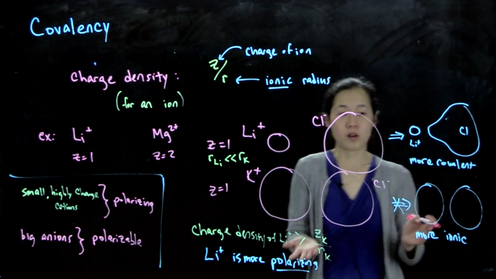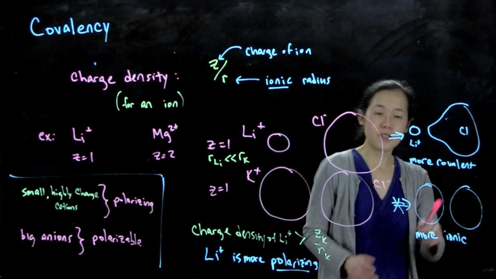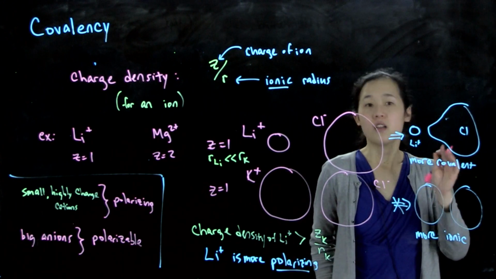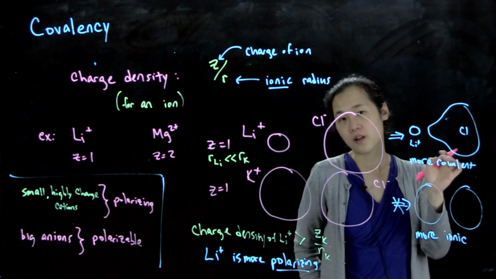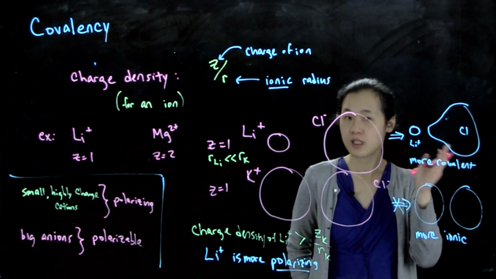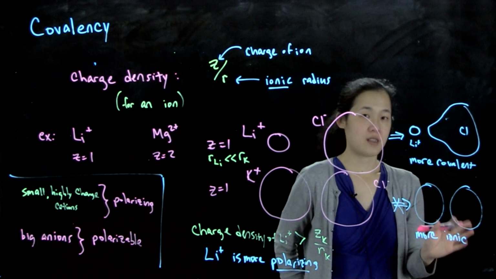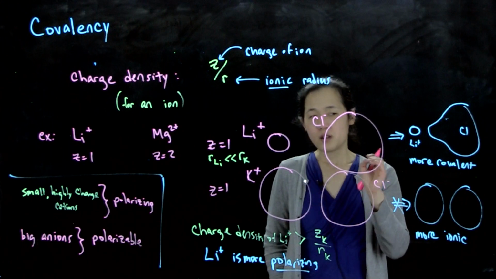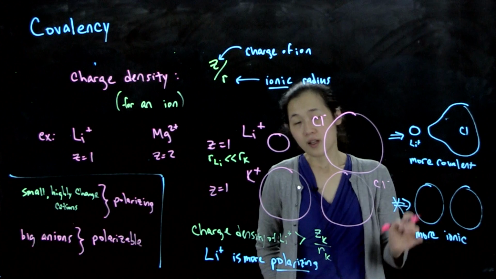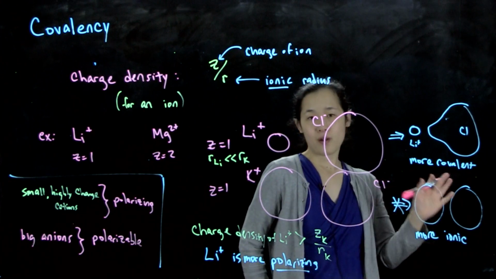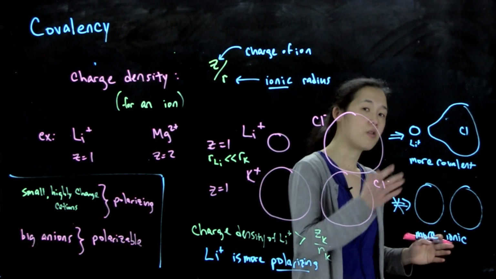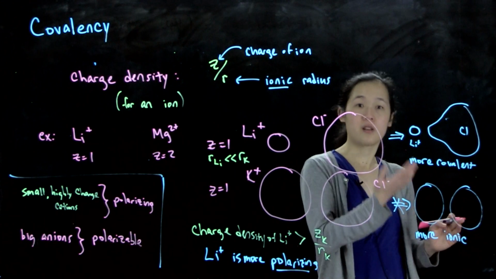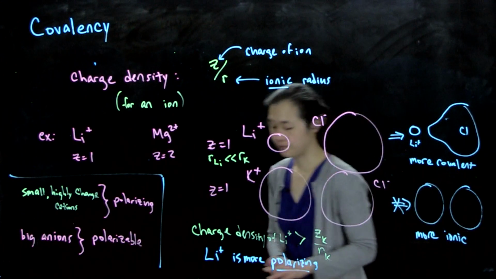So the take-home point is that because lithium chloride is more covalent, it's actually more soluble in nonpolar solvents. So lithium chloride is very soluble in THF. Potassium chloride really isn't because it's more ionic. We'll talk a little bit more about solubility in water later because that gets even more complex. So don't worry about solubility in water, but just think about the more covalent you are, the more soluble you are in nonpolar organic solvents.